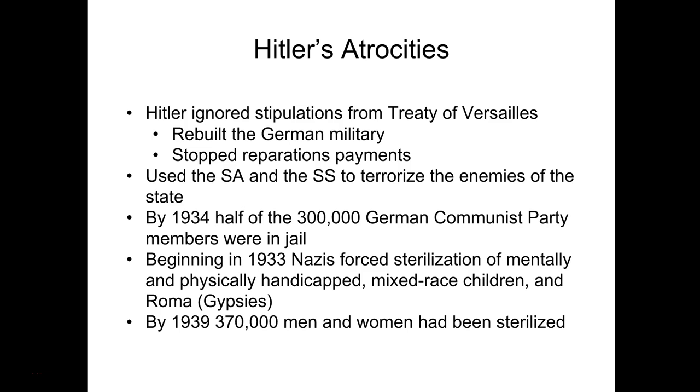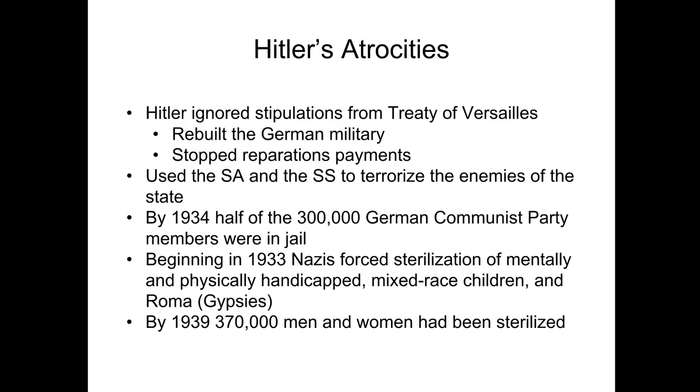He uses his two different branches of secret police, the SA and the SS, to terrorize what he dubs enemies of the states. And following that Reichstag fire and his Enabling Act, quickly over half of the German Communist parties is thrown in jail. And that's not just the leadership, that's half of the total members of the German Communist Party. So people very quickly try to distance themselves from that.